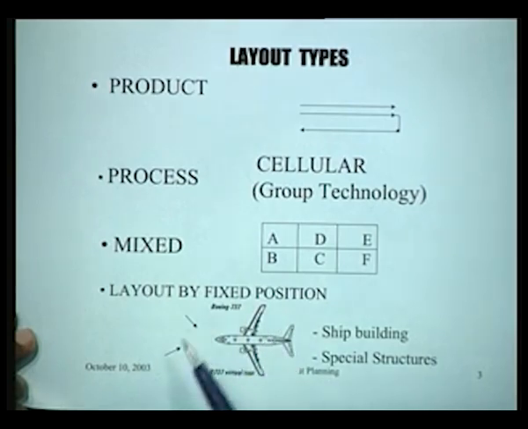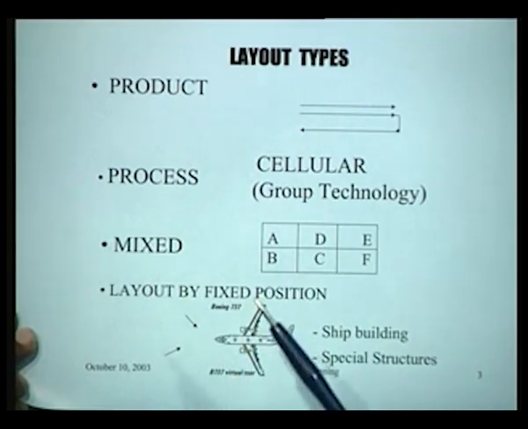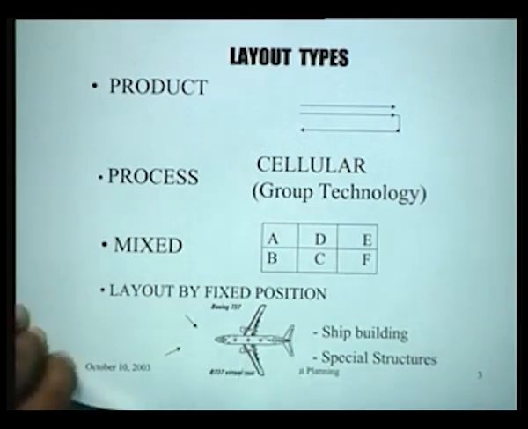So there is really not much to choose as far as the layout is concerned. This is governed by the shape of the product itself. If you are building a ship, the shape of the ship itself will dictate the layout, and machines will come, do the welding operations or the riveting operations and go back, and then somebody else will do the painting and this and that. So this is what it is.